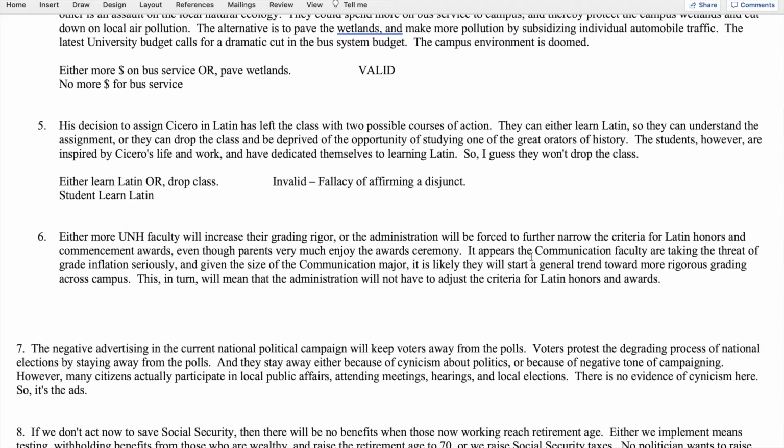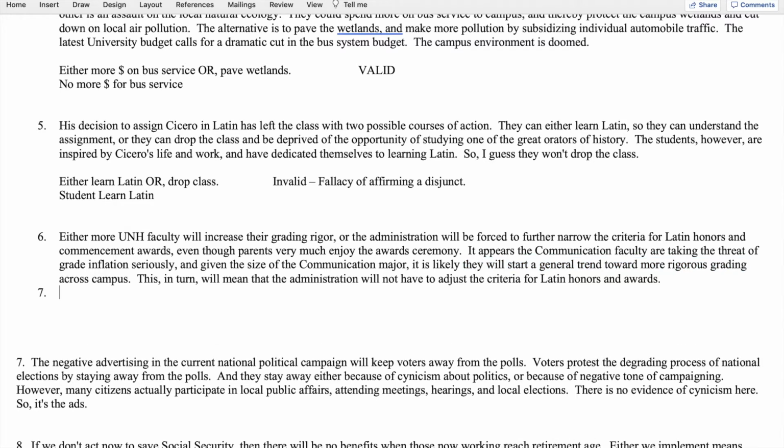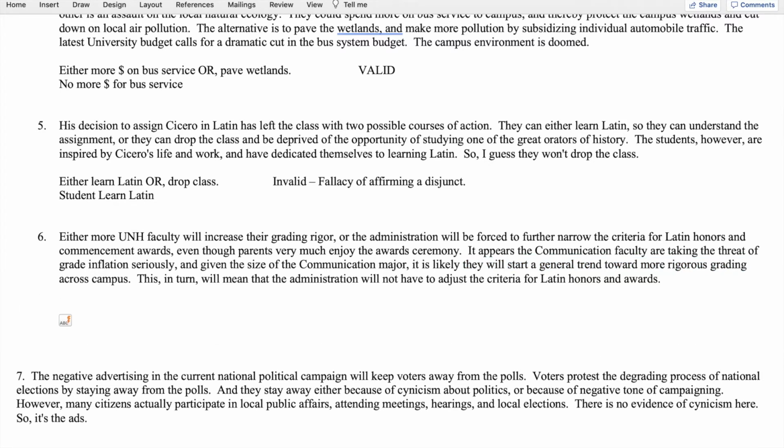The second premise is communication faculty are taking the threat of grade inflation seriously, and therefore it's likely they'll start a general trend toward more rigorous grading. So the stuff about the communication faculty is evidence in support of the second premise, and the second premise is it's likely there'll be a general trend toward more rigorous grading. So we would translate this into standard disjunctive form as either more rigorous grading, or alter the criteria for awards.